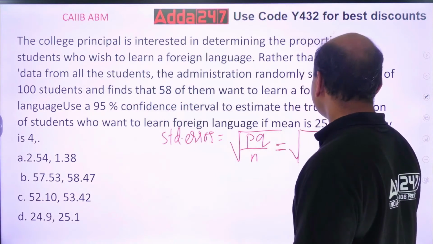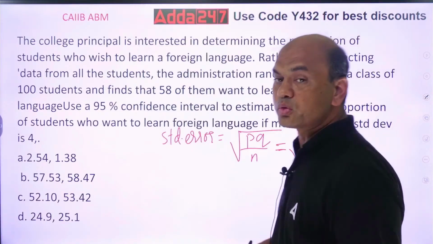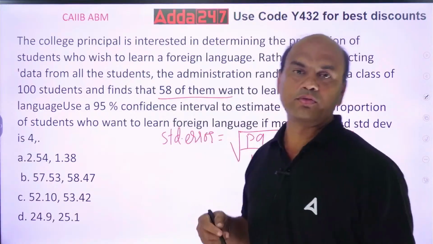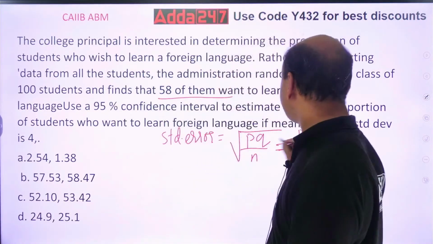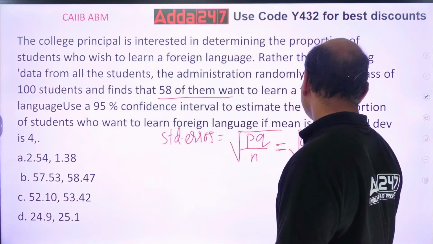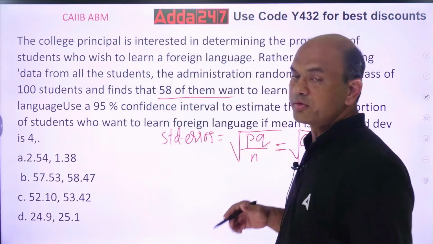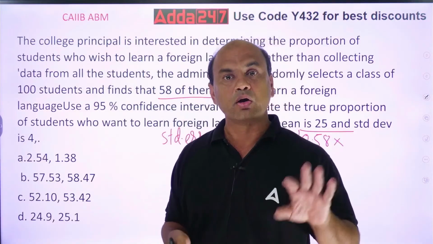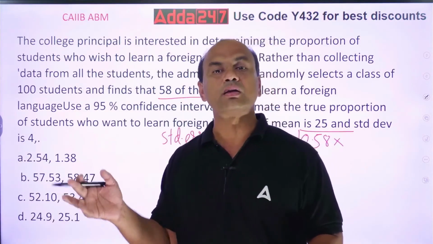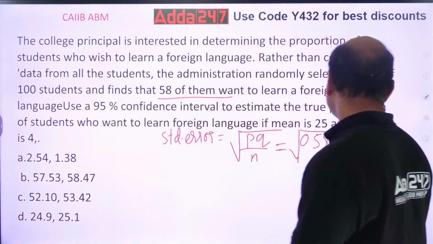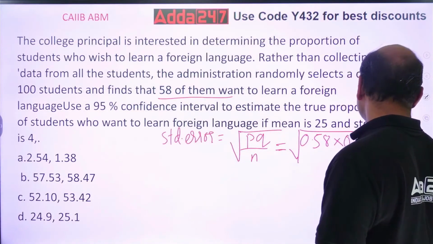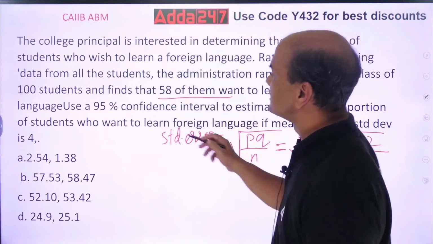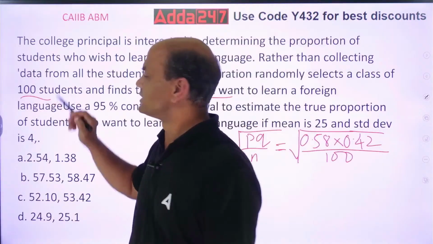P is those who want to learn. 58 of the sample want to learn, so 0.58. If 58 want to learn, how many don't want to learn? The no's are 42, so it is 0.42, upon N. What is N? 100, the sample size. 100 students sample size. So solve this now.